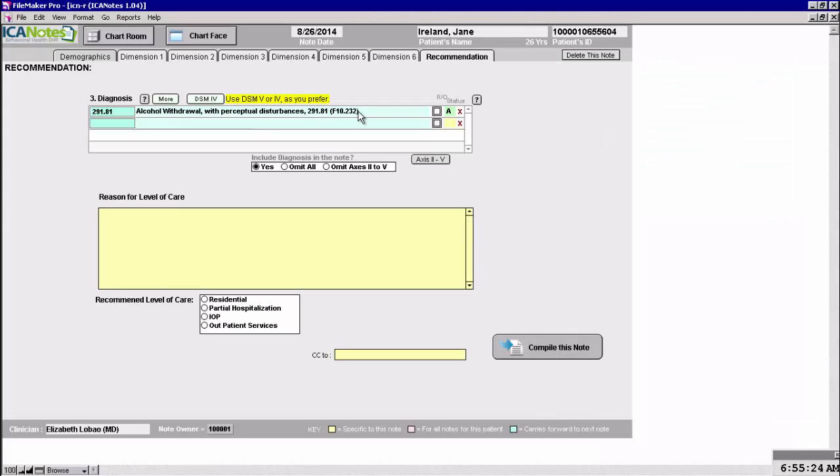The diagnosis shows right up here. If you had known this number, you could have typed the number and this would have displayed for you automatically. Okay. I'm just going to add excess 1 because I'm not using DSM-4 now. Okay, I'm going to say this patient needs to be in a residential setting. Reason for level of care. Patient has a past history of withdrawal seizures and is experiencing tactile hallucinations. We'll complete this note.